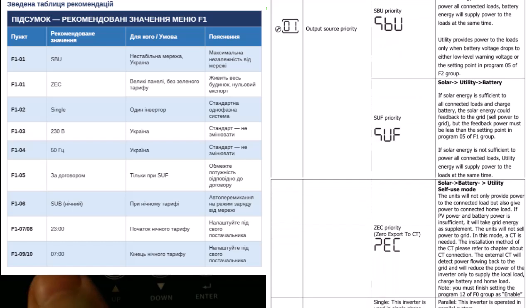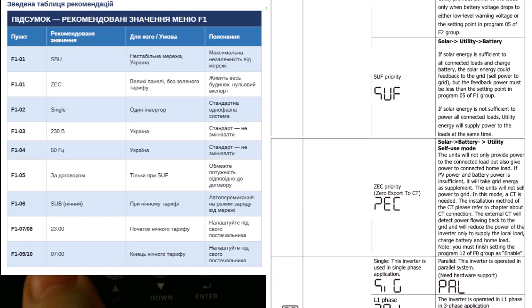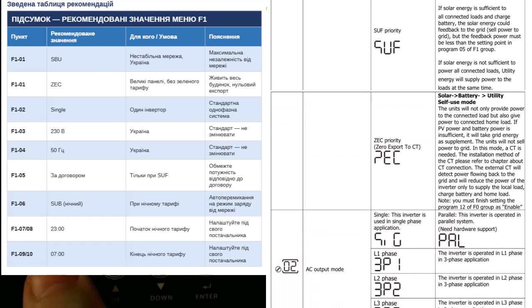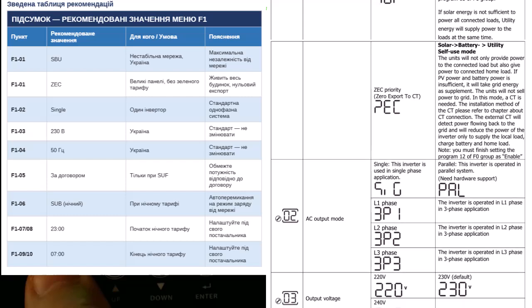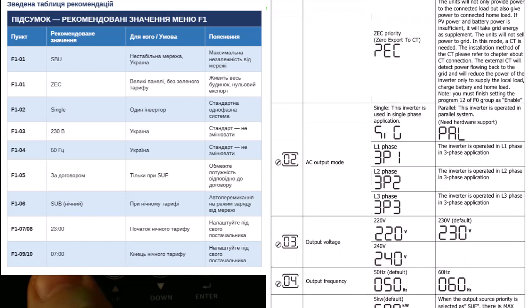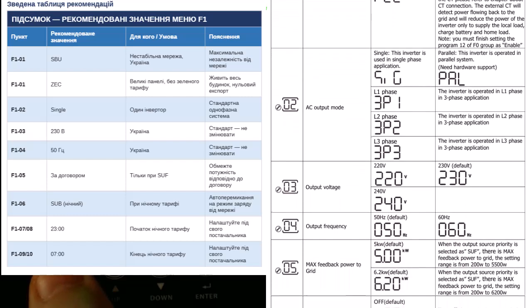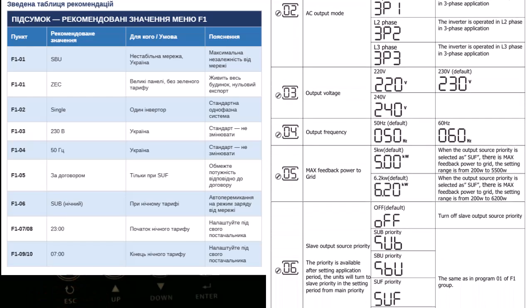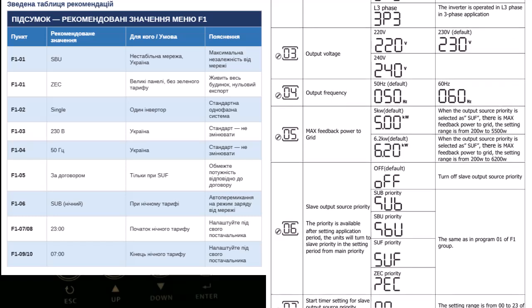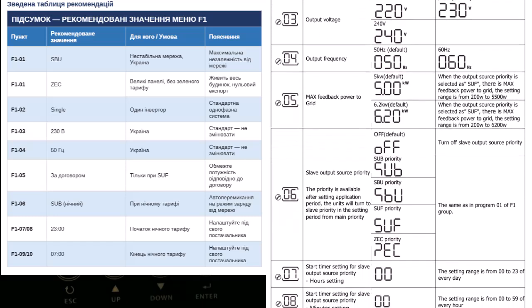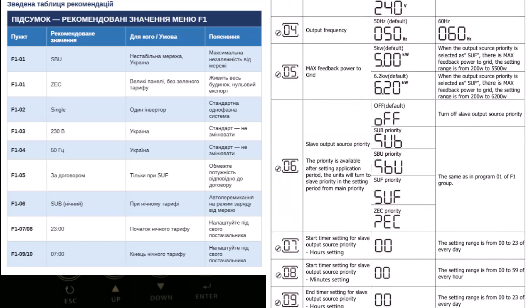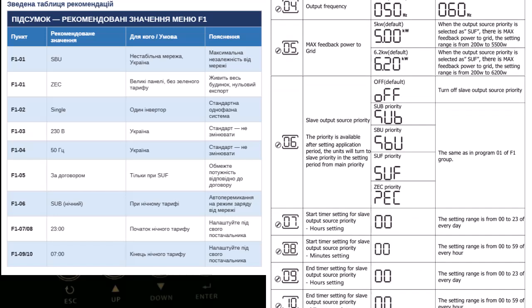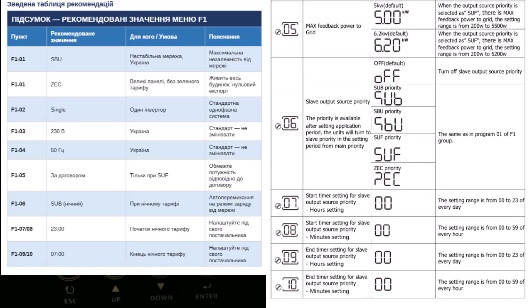If you have an official feed-in tariff contract and want to sell your surplus, go with SUF. And don't forget to set the export limit in F1-05 according to your contract. If you want to power your whole house from solar and battery without exporting to the grid, go with ZEC. But first make sure the CT sensor is physically installed and F0-12 is set to ENA.